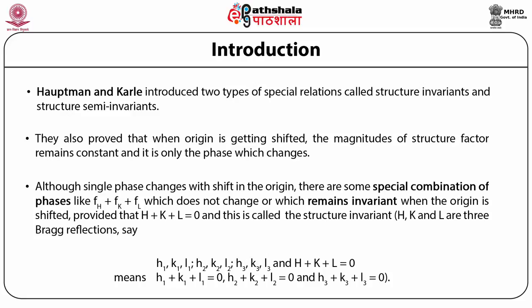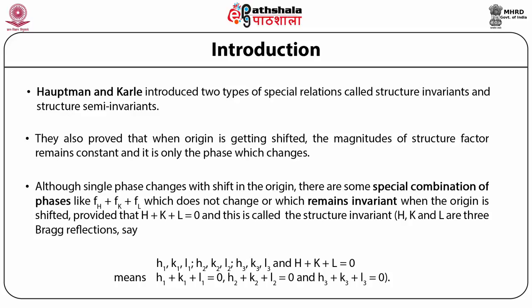And by saying H plus K plus L equals 0, I add all the H serials, then the K serials, then the L serials. I get three subconditions for H plus K plus L equals 0: H1 plus K1 plus L1 equals 0, H2 plus K2 plus L2 equals 0, and H3 plus K3 plus L3 equals 0. This is possible because these Miller indices H1, K1, L1, H2, K2, L2, and H3, K3, L3 can be positive or negative, including 0. So there is a possibility that H plus K plus L may be equal to 0.